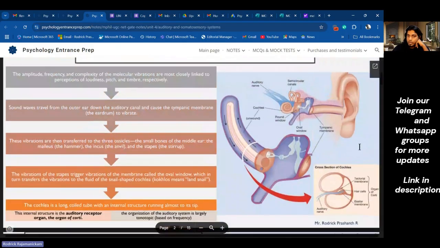Right. So here you have the tympanic membrane, and then we have hammer, anvil, and stapes. So hammer is malleus, anvil is the incus, and stapes is the stirrup. So which is the smallest bone in our body? Okay. So together they are all small bones, but the smallest is stapes.